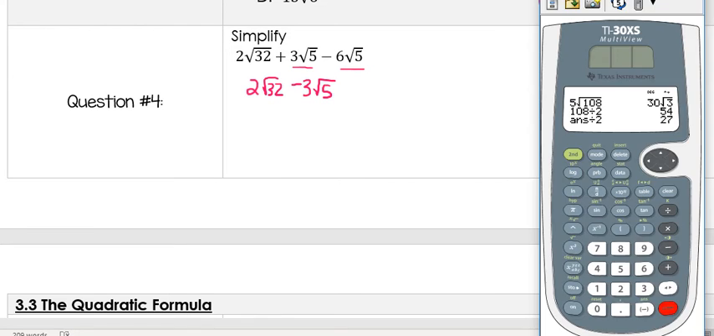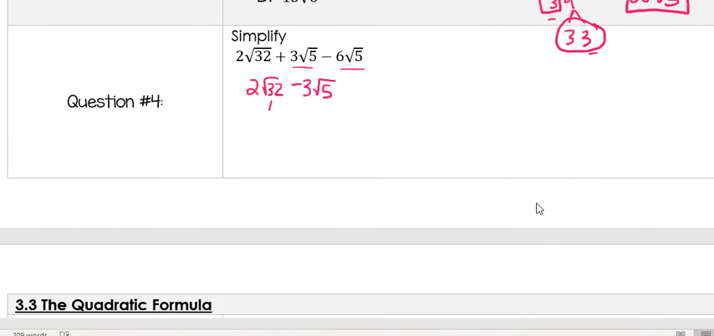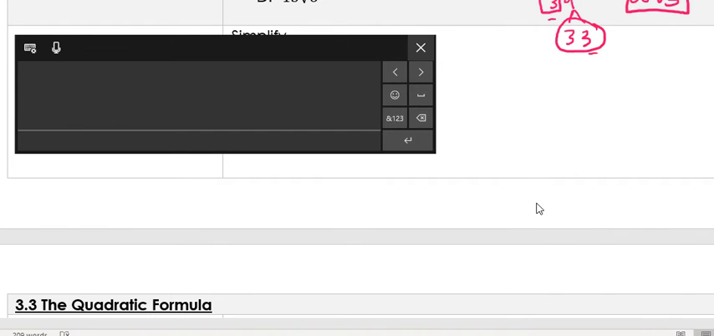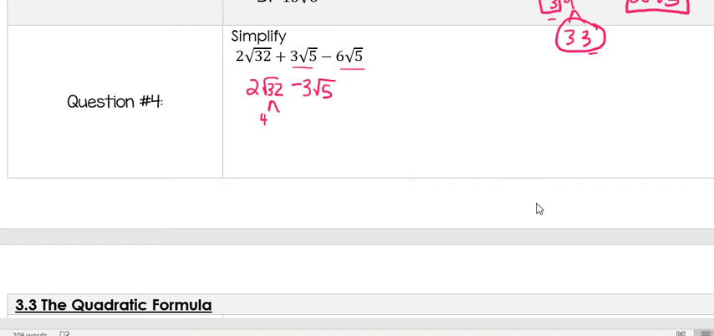Again, if you have a nice fancy calculator like I do, you can just type it in and it's going to spit out your answer. But if you don't, you've got to break down 32. Now 32 I know can split into 4 and 8. 4 is a perfect square. 2 and 2, there's a pair.